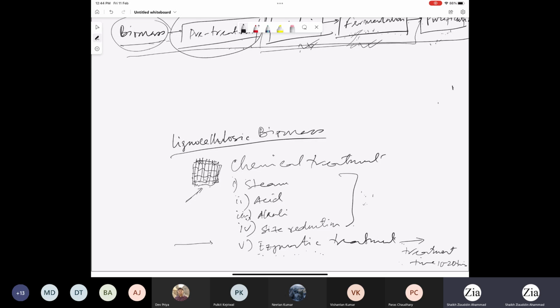But you can complete the entire operation in 1 to 2 hours, whereas here it will take almost 1.5 days to 3 days. So it is a little bit longer, but the operation is very simple. You just soak the material in a tank and keep it there for around 2 days, and you get good removal.